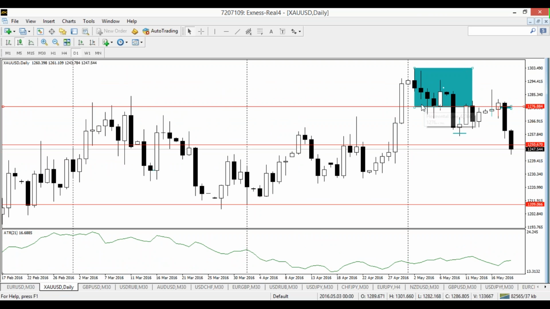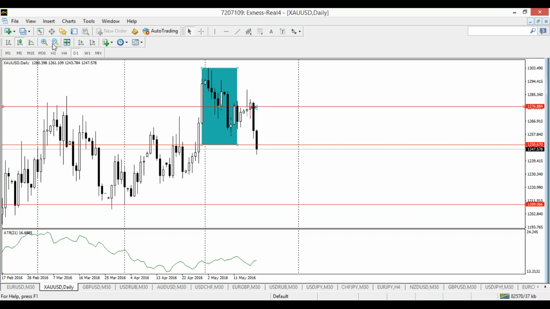AB equal to CD leg, right? It is a principle of a measured move. That's why if you decide, for example, to sell right here, to sell the gold right here, it is not a good point anymore. It is not a good point to sell because the market had reached the D point.